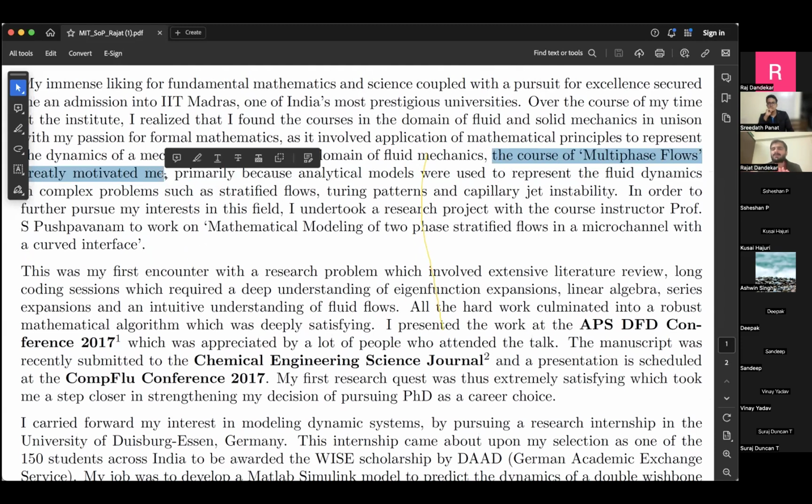Instead of mentioning all of them, I mention only one single course. The reason is that I want to make the reader hooked onto my story. I want to give them a sense that this series of events has happened in my life which has motivated me to pursue a PhD in this field. Even though I liked a lot of other courses also, I only mention one single course because that course led to my research project later.